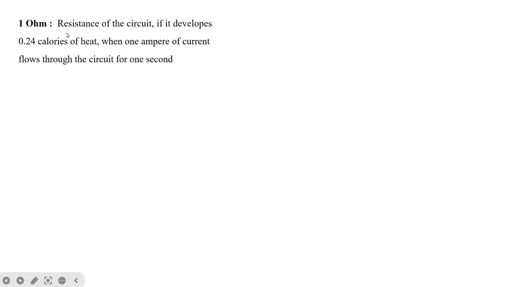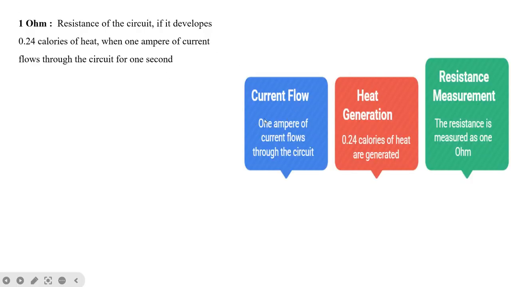Now we can define 1 ohm as that resistance of the circuit if it develops 0.24 calories of heat when 1 ampere of current flows through the circuit for 1 second. So here the flow of current should be how much? It should be 1 ampere. And it should generate how much heat? It should generate 0.24 calories of heat, and that must be for 1 second. The unit of measurement of the resistance is ohms.